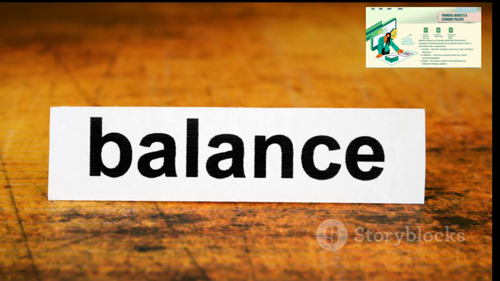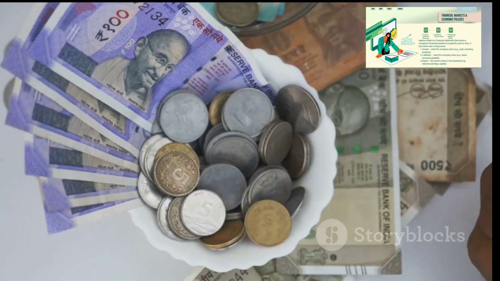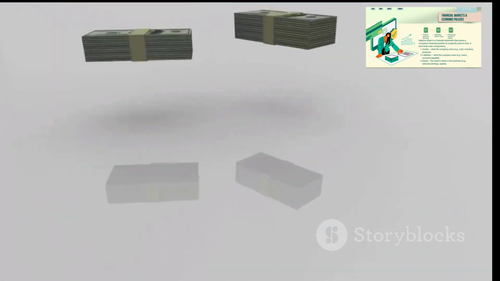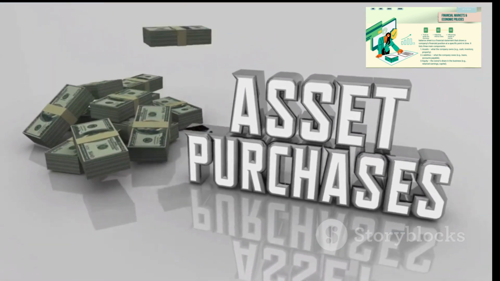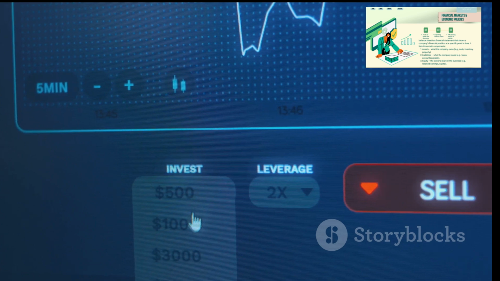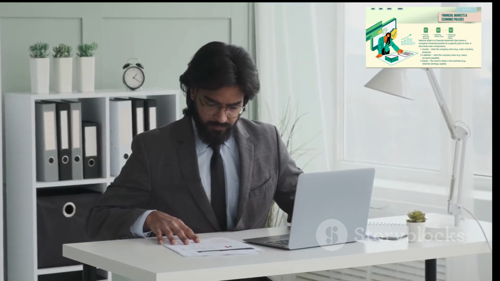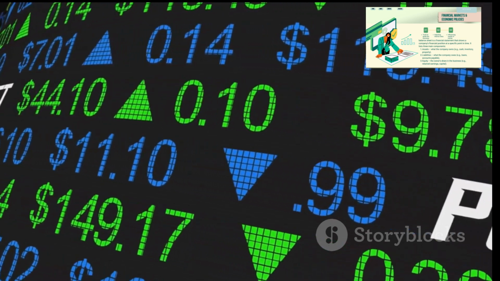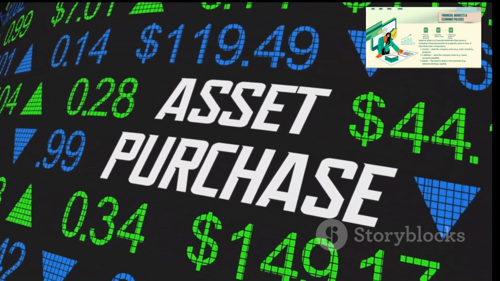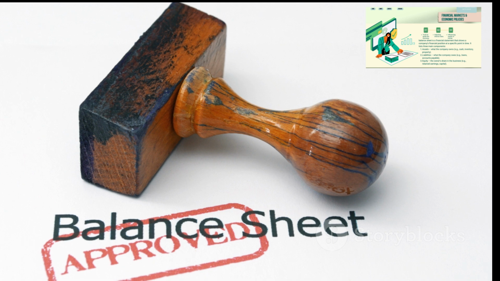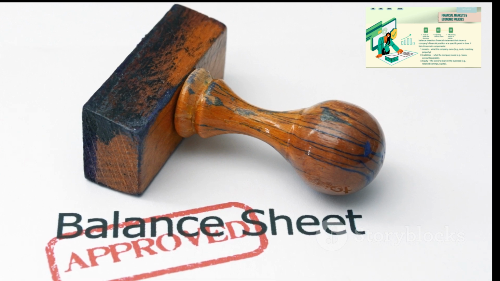Why does the balance sheet always balance? Simple. Every rupee the company uses, whether it's to buy a factory or keep cash in the bank, comes from either shareholders or borrowed money. For example, if a company borrows Rs 100 crore, buys a factory for Rs 80 crore, and leaves Rs 20 crore in the bank, the assets, factory plus cash, equal the liabilities, the loan.